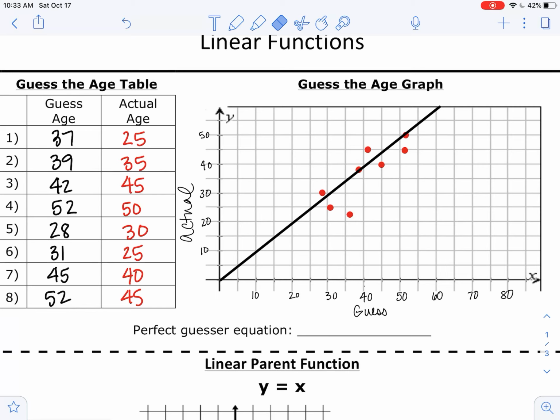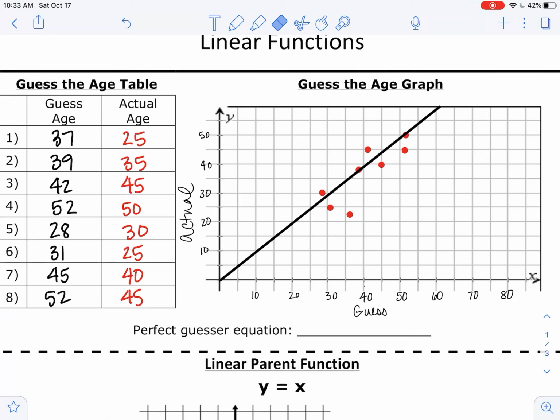And then you'll notice on the graph, there's that line right there. That line is called the perfect guesser equation. Okay, and so what would it mean to be a perfect guesser? Well, if I was a perfect guesser, then my guess age would be the same as my actual age. So I'll give you an example.